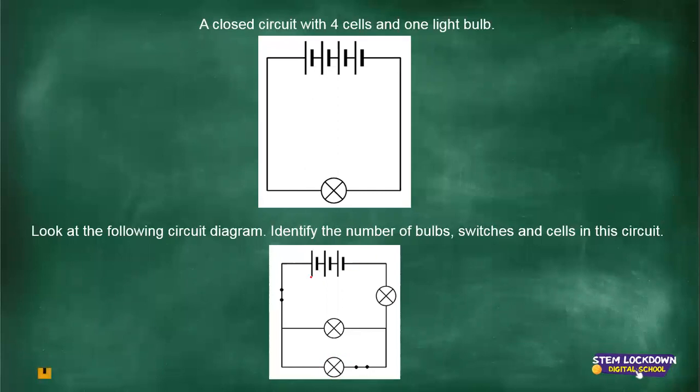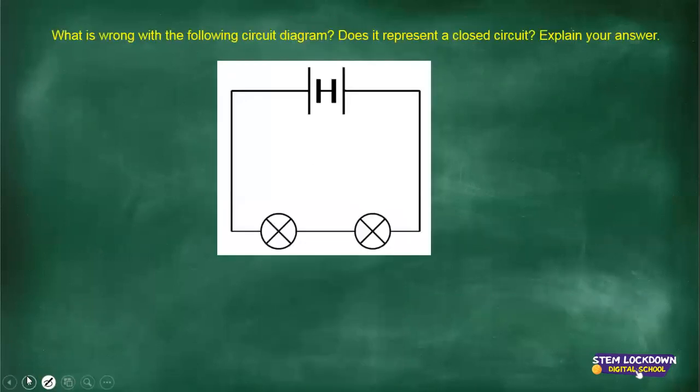So there's 1, 2, 3 cells. There's 1, 2, 3 batteries, and there's 2 switches here. And you have your conducting wire. So 3 cells, 3 bulbs, and 2 switches. Can anybody identify what's wrong with this circuit? My host will unmute only one person. What's wrong with this circuit?